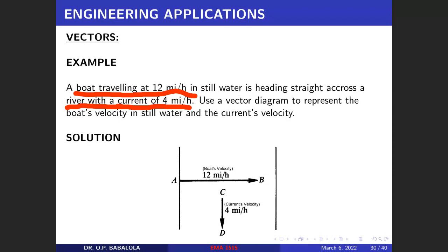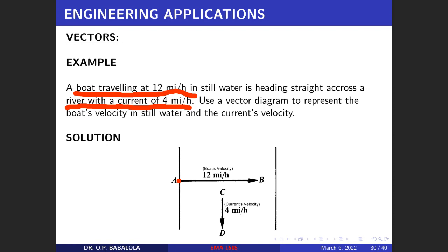Okay, so let's continue with our example. I've asked you to use a vector diagram to represent the boat's velocity in still water and the current's velocity. And that's what I've done here actually. When you have a boat traveling in still water and it's heading straight across a river, you see, going from point A and goes to point B.